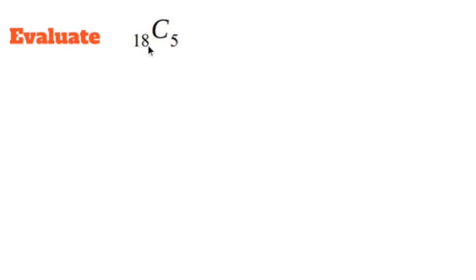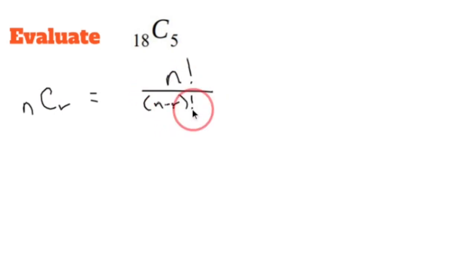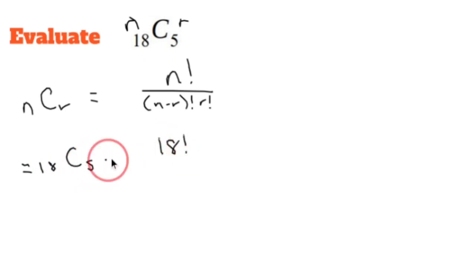Evaluate 18 total combinations, but only taking 5 at a time. I have nCr, and the formula for nCr is n factorial over n minus r factorial. And before you yell at me and say, this is the same as permutations, no, it's not, because this guy adds an r factorial also on the bottom. So what I have here is 18C5, which is 18 factorial over n minus r factorial.